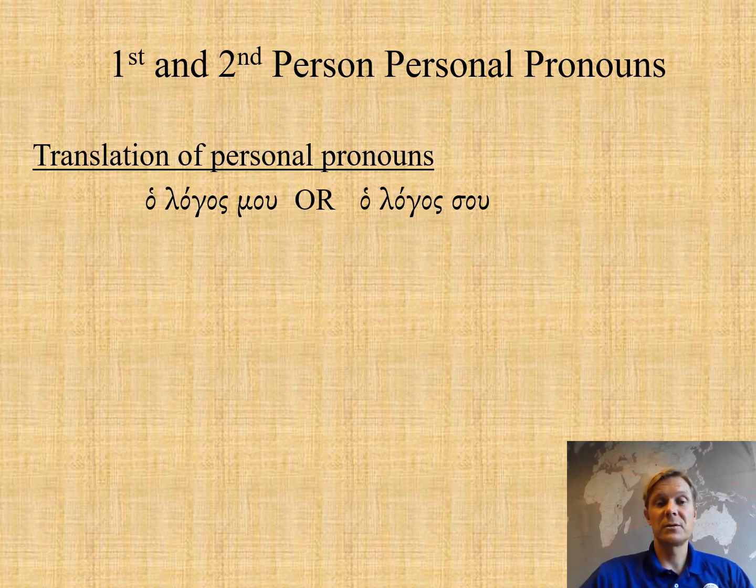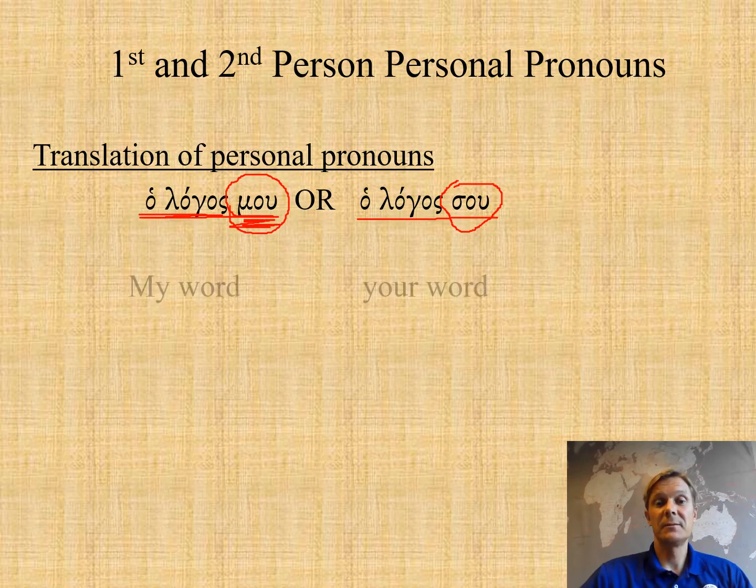The first sentence: ho logos mu, or we could have another sentence, ho logos su. Now you can see here, ho logos, we already know that, nominative singular masculine, the word, and then we have the personal pronoun mu in the first sentence, and the personal pronoun su in the second sentence. Can you guess the number and the case of this word? Mu means of me.